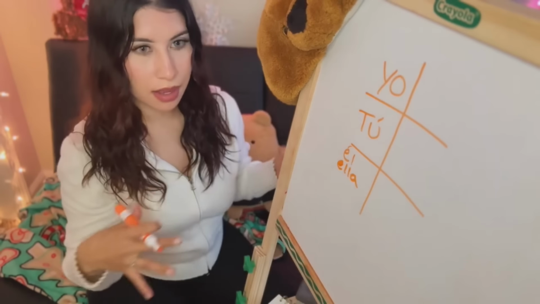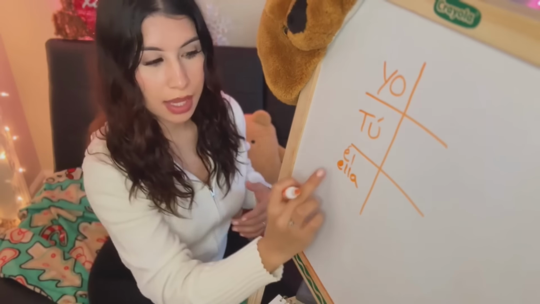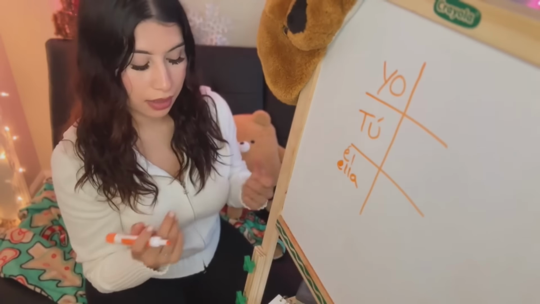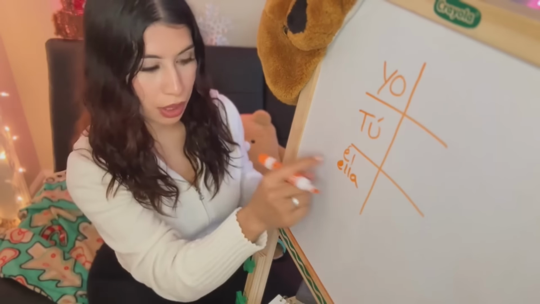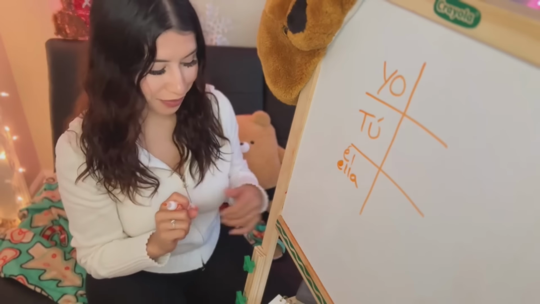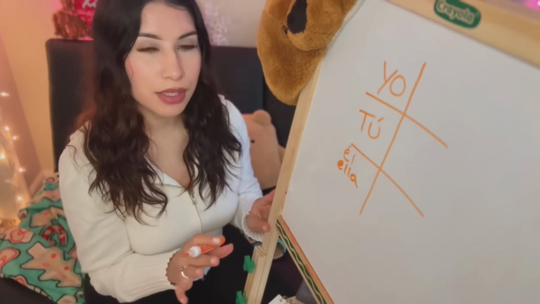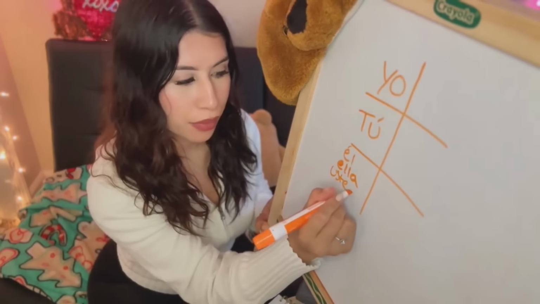Él is a guy, the male version, and then the woman is ella, the female. Sorry. Ella and él. Ella. So, he and she. Okay. And then, next we have usted. I'm gonna put that one here. Usted.